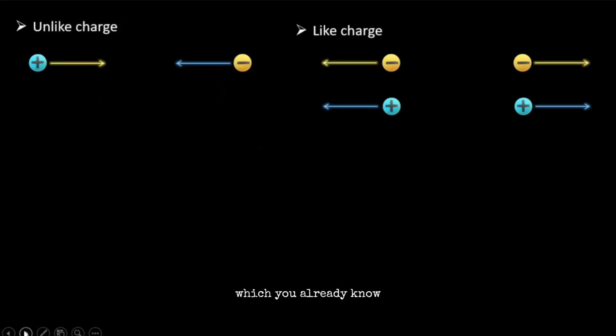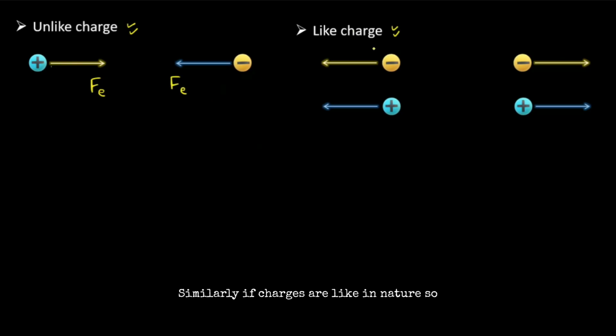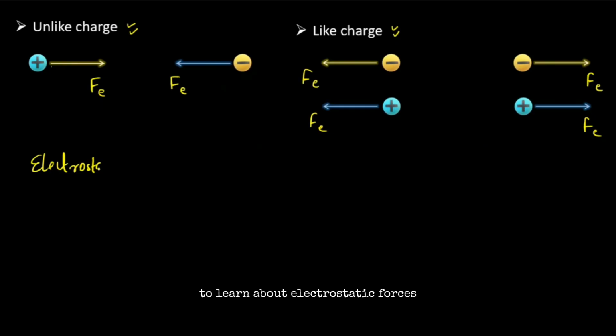Now, this is something which we already know. If the charges are of unlike nature, they are going to attract. So if they are going to attract, there must be some force acting between the positive and the negative charge. And that is the force which is called electrostatic force. Similarly, if charges are alike in nature, they are going to repel each other. Again, the force with which they repel is known as electrostatic force. So next, we are going to learn about electrostatic forces, and this electrostatic force is something which is given by Coulomb's law.